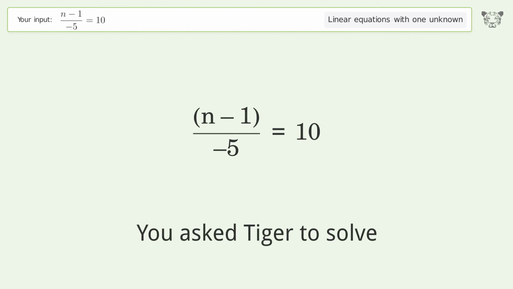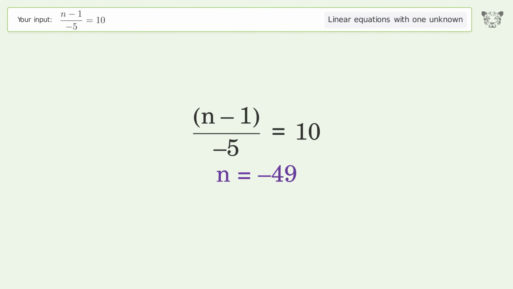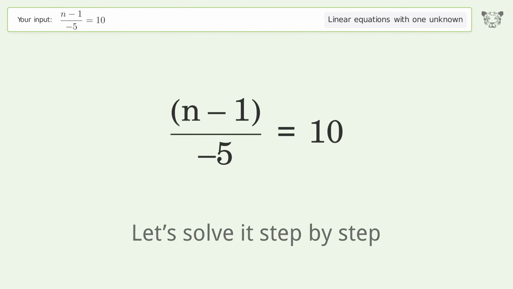You ask Tiger to solve. This deals with linear equations with one unknown. The final result is n equals -49. Let's solve it step by step.